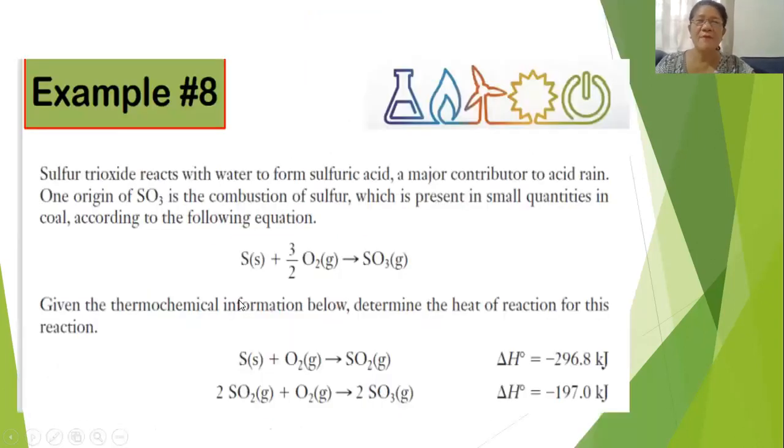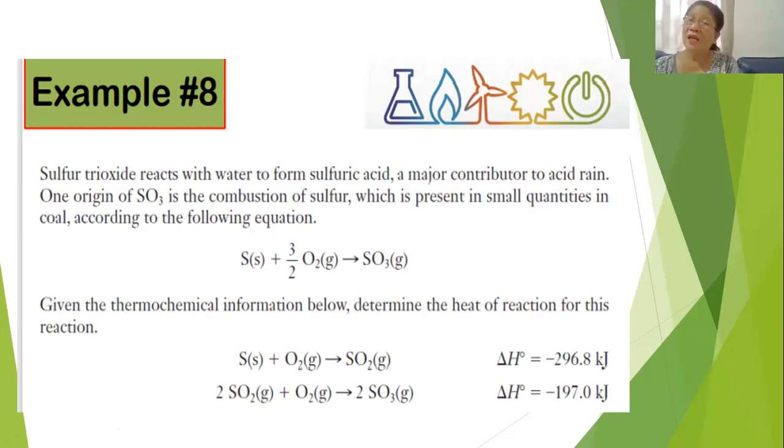Okay. So for example, sulfur trioxide reacts with water to form sulfuric acid. This reaction: sulfur plus oxygen, and it forms a major contributor to acid rain. One origin of SO3, or sulfur trioxide, is the combustion of sulfur, which is present in small quantities in coal, according to the following equation. If you talk about combustion, meaning you add oxygen, that's combustion. That is why, as much as possible, we are no longer using coal.